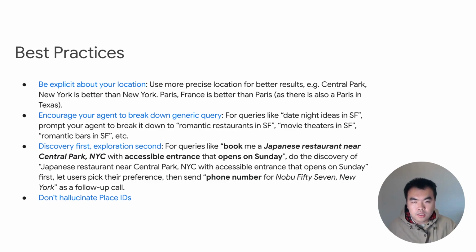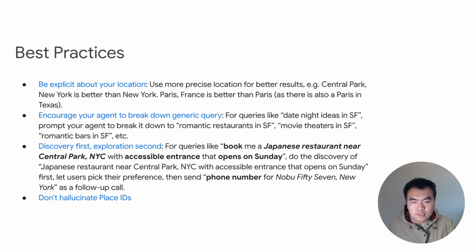Second, encourage your agent to break down generic queries. For queries like "date night ideas in San Francisco," prompt your agent to break it down to "romantic restaurant in San Francisco," "movie theaters in San Francisco," "romantic bars in San Francisco." This allows you to personalize the query rewrite based on the distinct user needs as well.